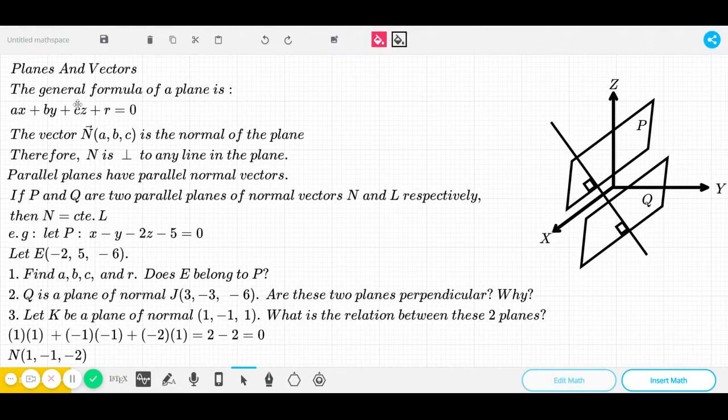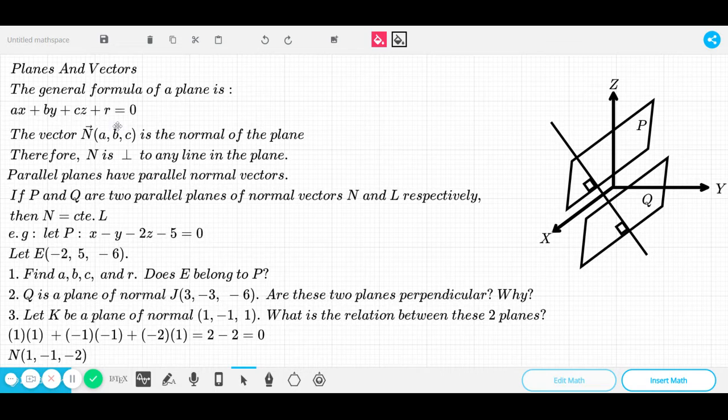So the general formula of any plane is ax plus by plus cz plus r equals 0. A, B, C, and R are constants, as you can see here. A, B, and C are the coefficients of x, y, and z, and x, y, and z represent these coordinate axes that we see here, x, y, and z. So the vector n of coordinates A, B, and C is the normal vector of the plane of this equation.